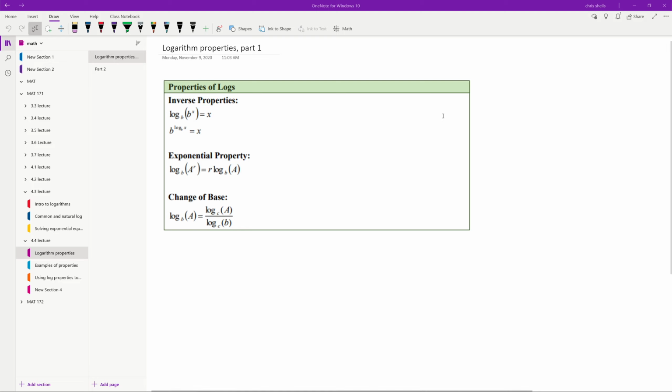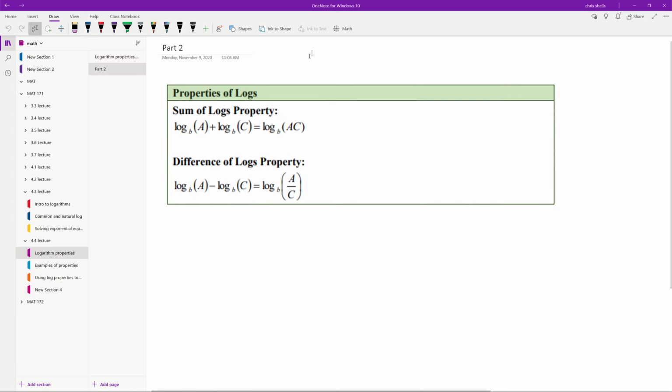All right, so next up we have section 4.4. We've already discussed the inverse properties, exponential properties, and change of base properties of logarithms. So let's go ahead and move on to the new stuff here. We have a sum of logs property.